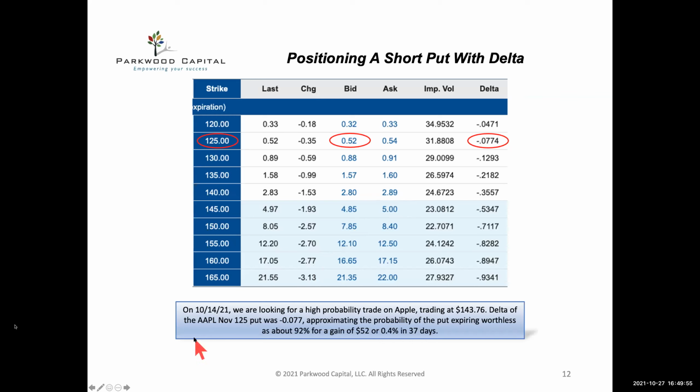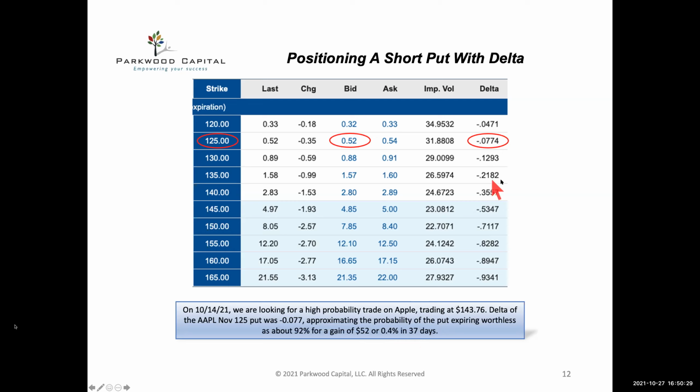This shows a current example. Back a couple of weeks ago, Apple was trading about 144. And we could look through this chain and decide which put we want to sell. Well, if you're looking for a pretty high probability trade, you might focus on this one, where it's roughly an 8% probability of it being in the money, or a 92% probability of success. And so you would sell this for 52 bucks. And so you gain about 0.4% in 37 days.